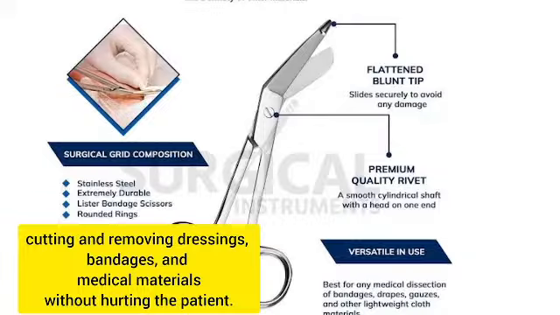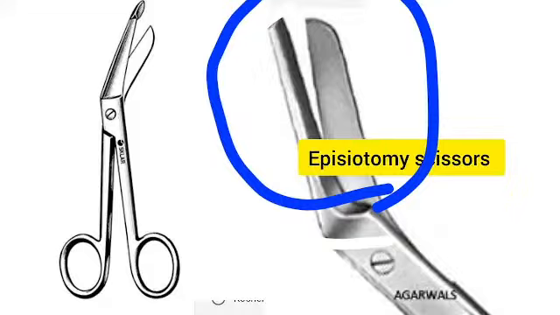One side will be plain and sharp, and the other side will be flattened with a blunt tip. That is the difference between the episiotomy scissor and the laser scissor. Now you can look at both scissors. Which one is it? It is an episiotomy scissor, and the other is a laser scissor. Now you have to understand the point. Okay, move on to another question.